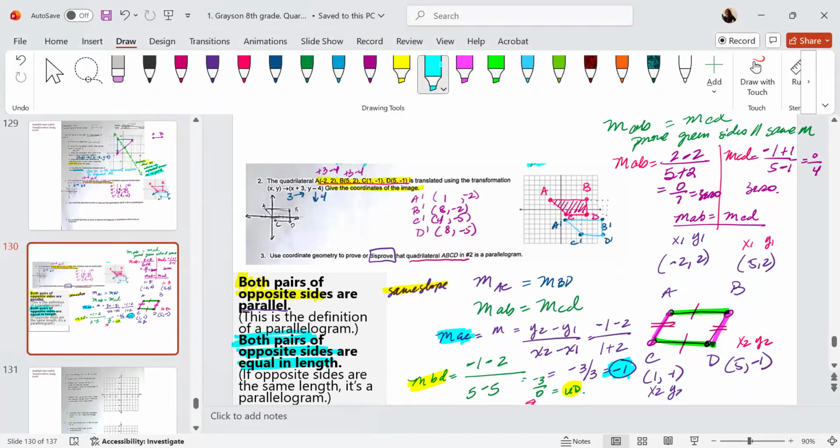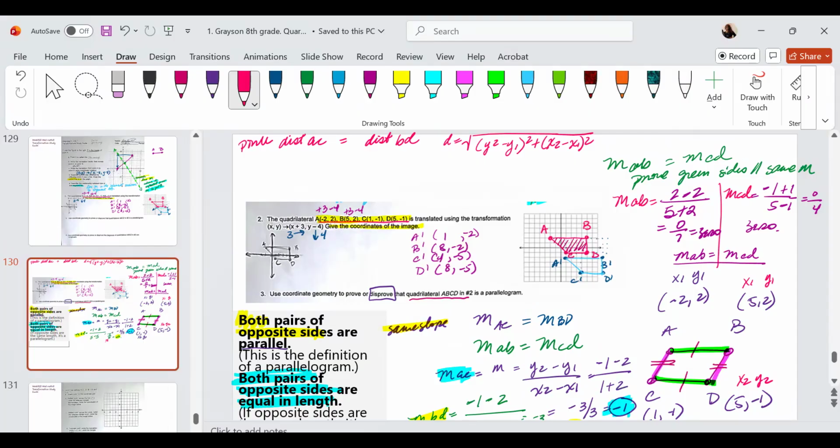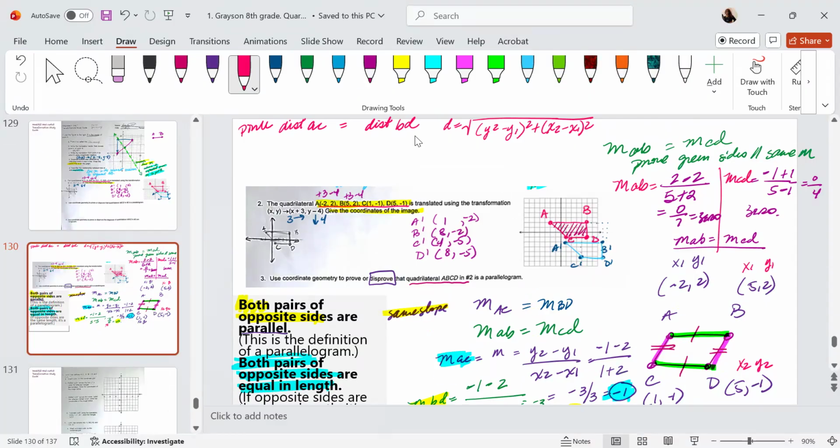Are equal in length. So, if I'm going to do the pink side, you will have to find the distance of AC, which has to equal the distance of BD, correct? What's the distance formula? Square root of x2 minus x1 squared plus y2 minus y1 squared. It doesn't matter which one's first. You want to find the distance of AC or BD? Your choice.